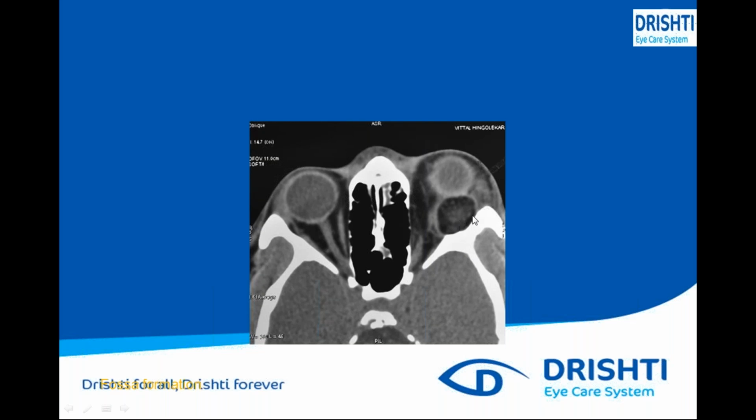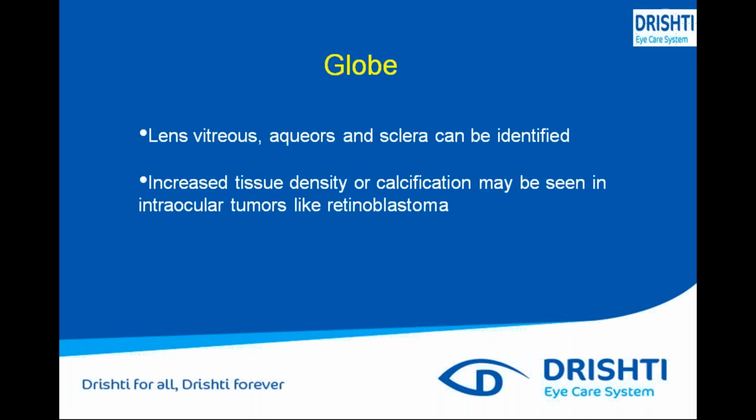If the mass is sitting in the bone, it has depressed it, and a few bony erosions have been made. In this way, the bone parts have to be seen. Okay, so now coming to the globe. In the globe, what has to be seen? Lens, vitreous, aqueous, and sclera can be identified in the CT scan report.